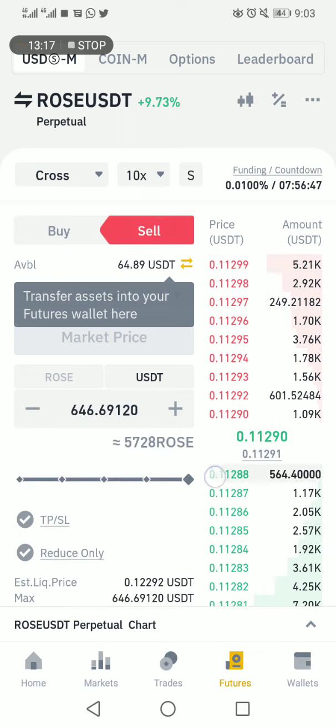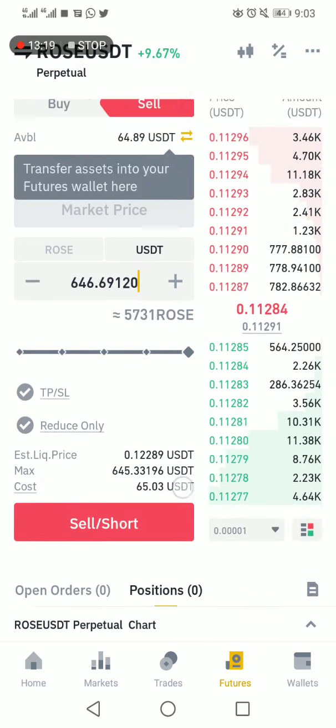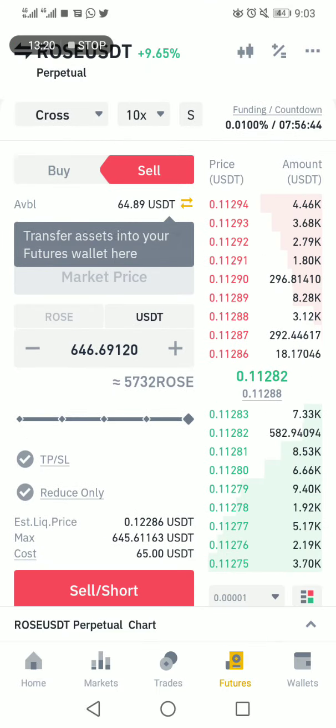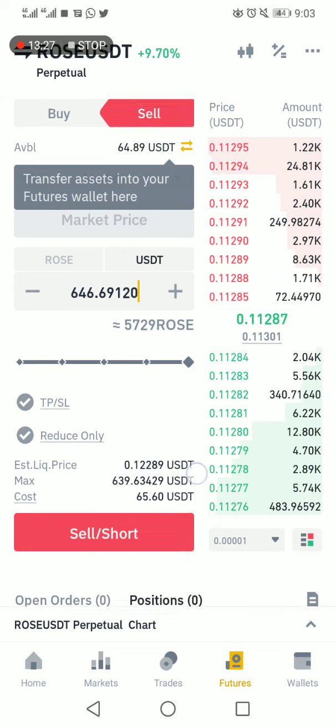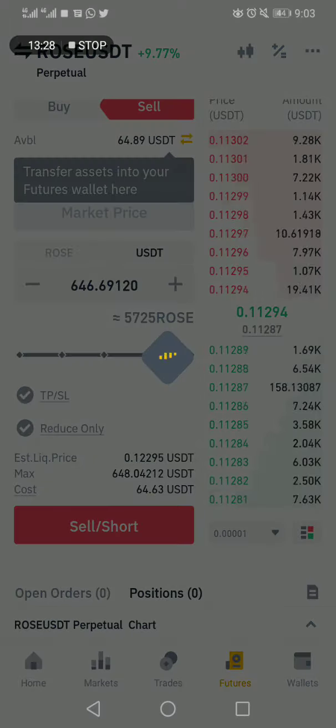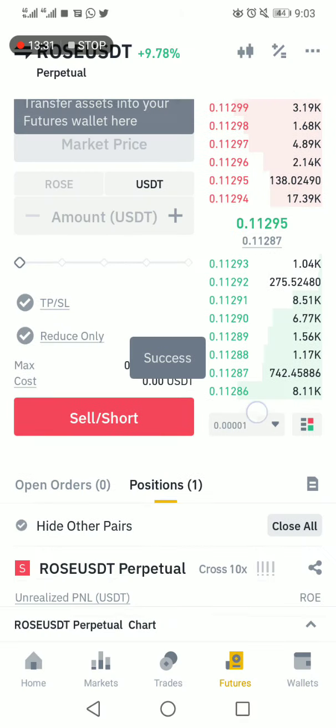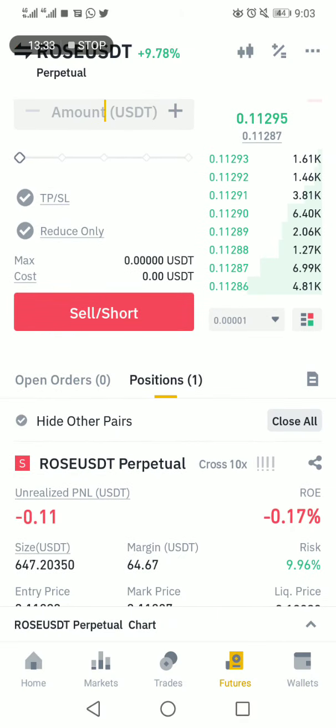So let me show you an example of what I mean. You can see we are in cross, we are using 10x leverage, and now I want to short the market. Yes, I want to short the market. So I am on now, shorting the market.